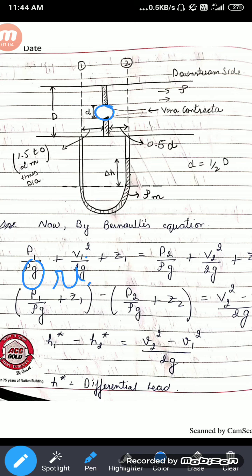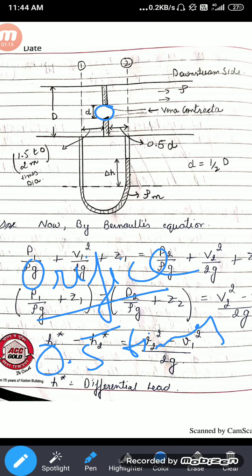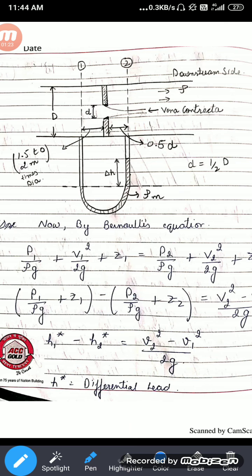The diameter of this orifice is generally taken as 0.5 times the diameter of the pipe. If the diameter of the pipe is capital D, then the orifice diameter is 0.5 D. We fit a U-tube differential manometer here, at one section here and the other section here.